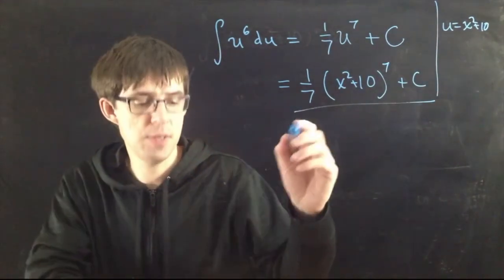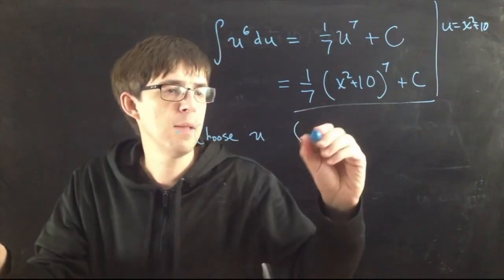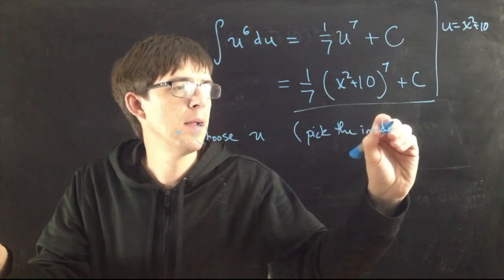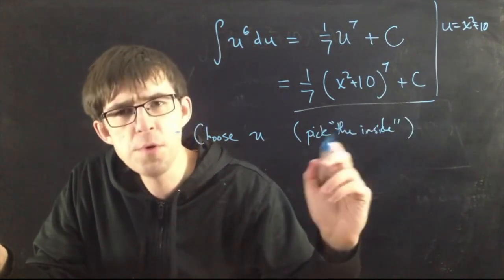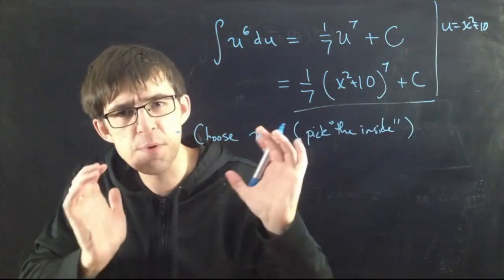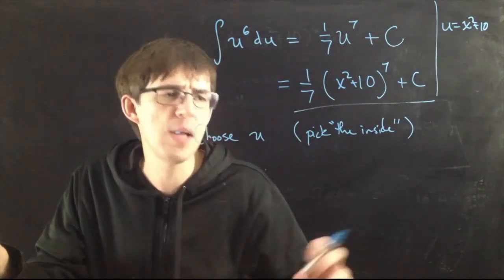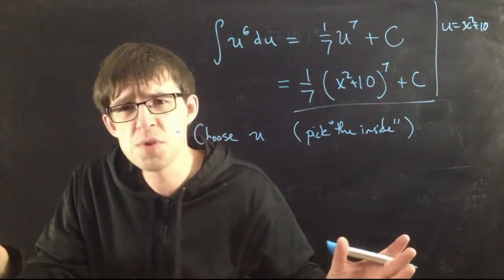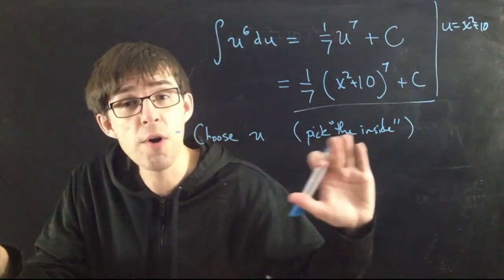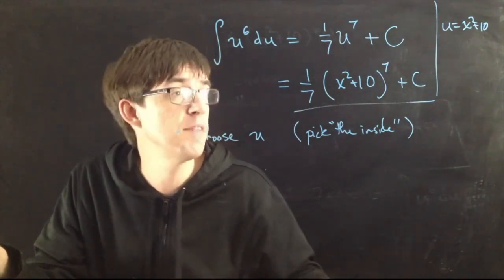All right. Let me just write down the basic steps here. So first of all, you choose the u, and let me just say pick the inside. Now you have to get a feel for exactly what this means. In that example, it was pretty clear there was something inside of parentheses, so that's a good choice. Sometimes you need to choose something which is inside of an exponent, inside of a square root sign. Sometimes you choose something which is inside a denominator. This is the tricky part. There's no hard and fast rule about how you're going to choose the u. You have to choose something that works, and it comes from seeing a lot of examples, practicing.